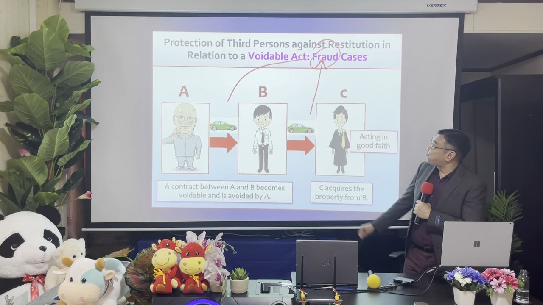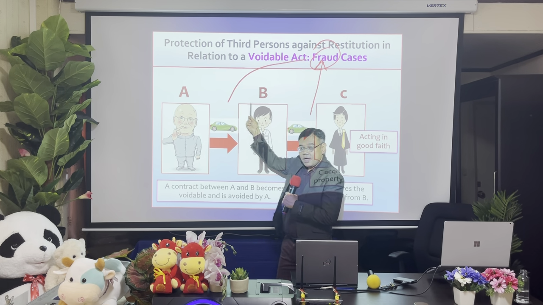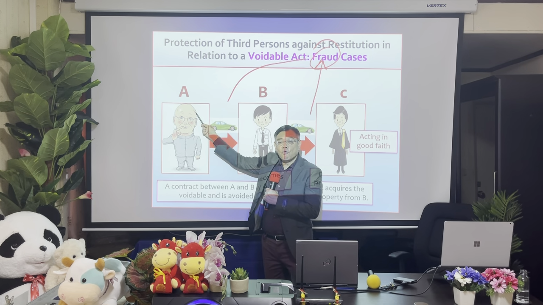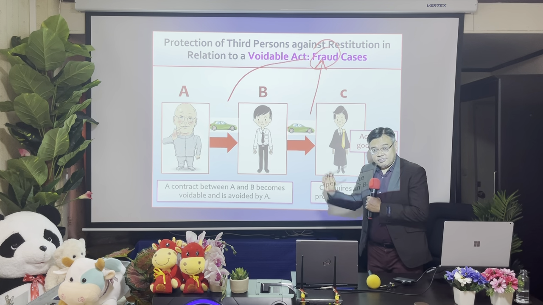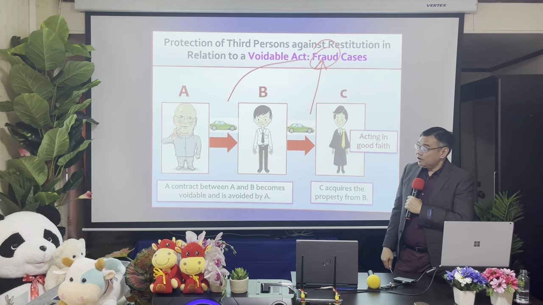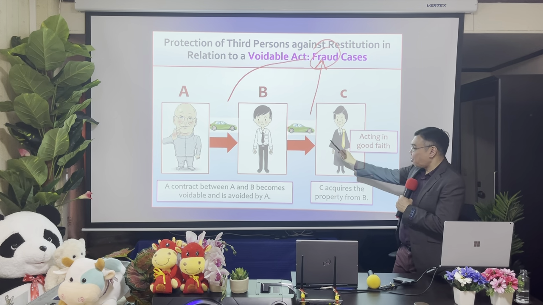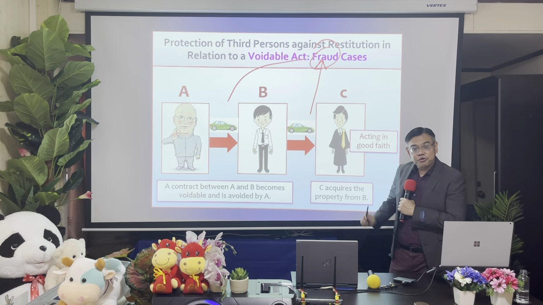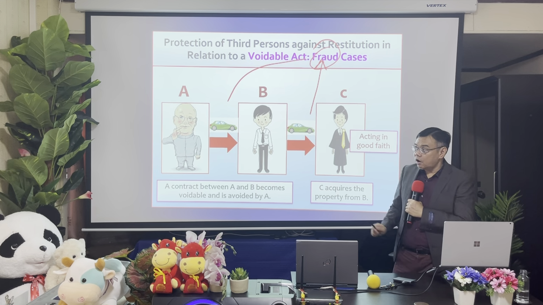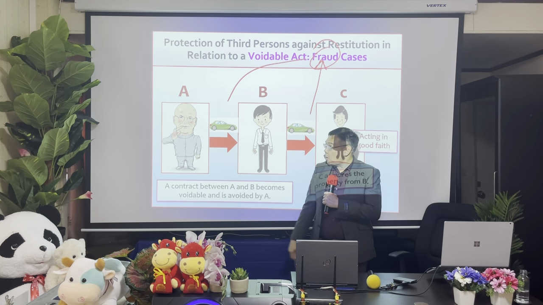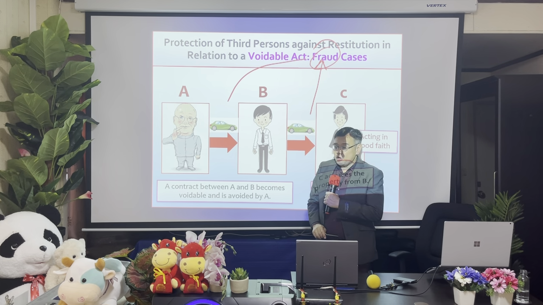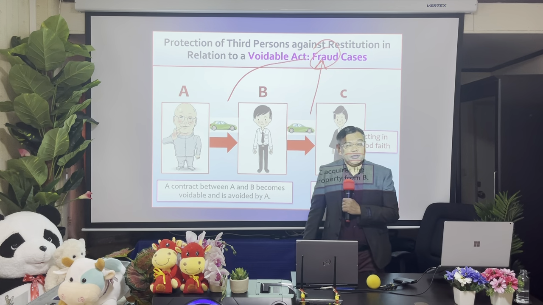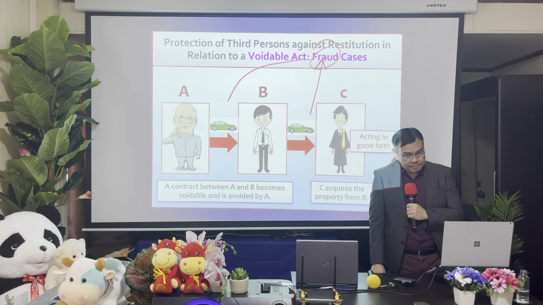In the case of fraud, even though the contract between A and B was voidable on the ground of fraud, and A avoided this contract, in this case, the law protects C. So when C does acquire this property in good faith, even though not for value, C enjoys the protection by law. C is not required by law to return this car to A, so that when it is impossible to effect restitution by B, B will have to pay damages to A in compensation, according to section 176, remember, right?